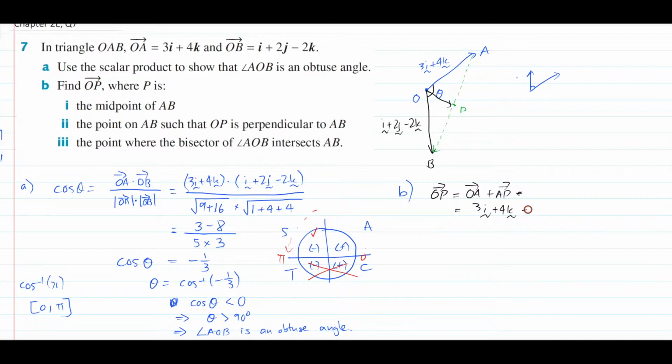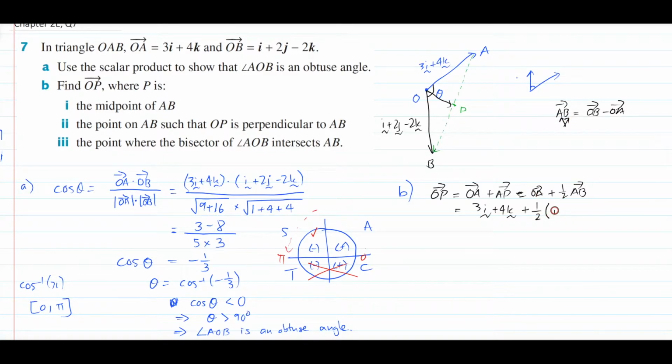But what we have with AP is, we know P is halfway between AB. So you can write this as half multiplied by AB, right? So actually I'll write it here so you can see it. OA plus half of AB. And then of course half of AB is, here's a quick tip, A to B would be O to B minus O to A. So it's origin to the second letter minus origin to the first letter. That's it.